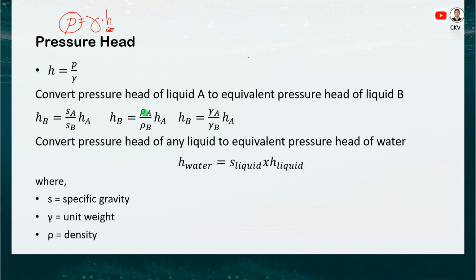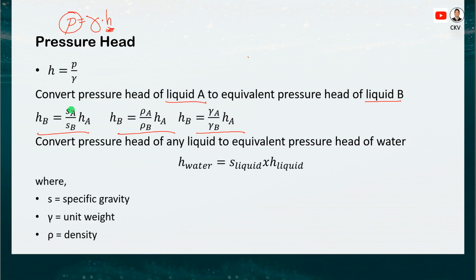So if we want to convert pressure head between different liquids, say we have liquid A to equivalent pressure head of liquid B, here are the corresponding solutions. As you can observe from the three solutions that we have, we only need to multiply the given pressure head of liquid A by the ratio of its corresponding fluid properties between liquid A and liquid B.